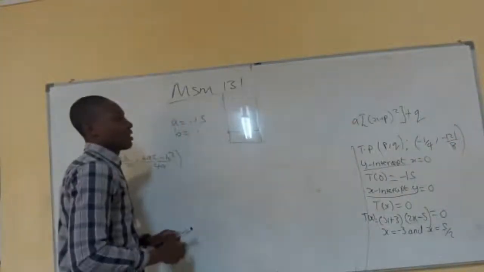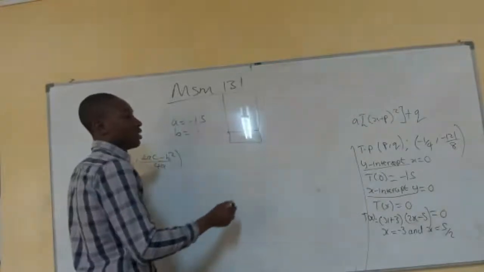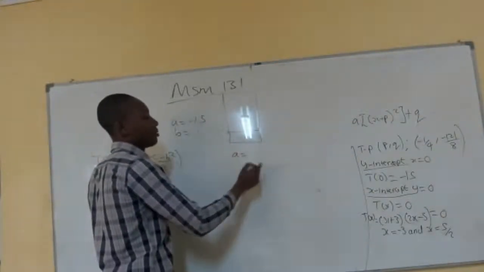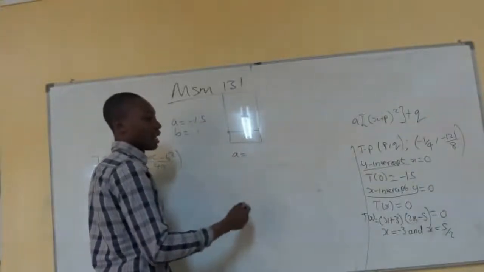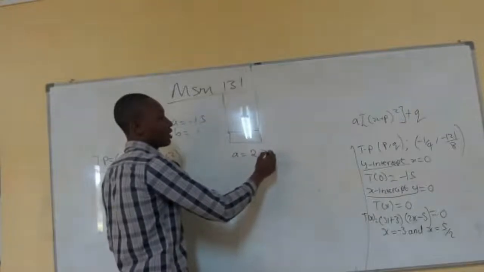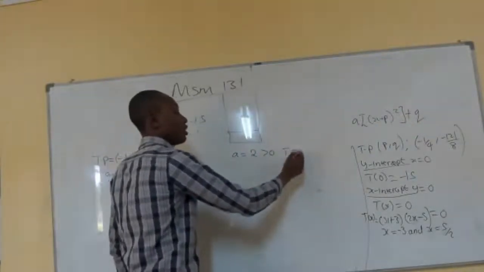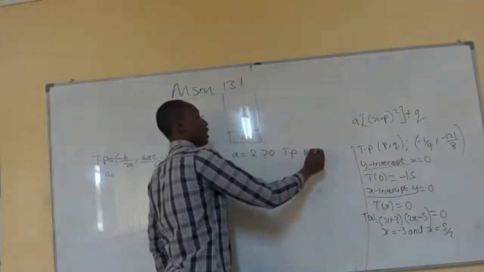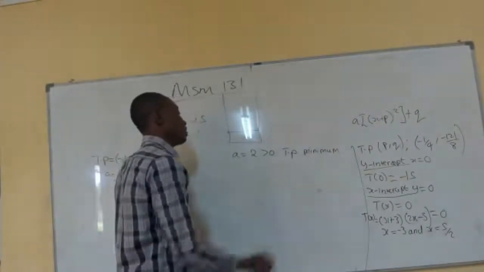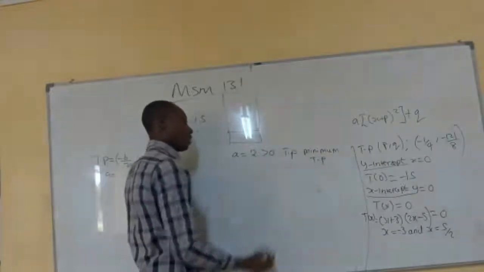Another thing to note: if you refer back to the actual function, a is actually positive 2. And we know if a is greater than 0, then the turning point is a minimum. So this is the minimum turning point which we have.